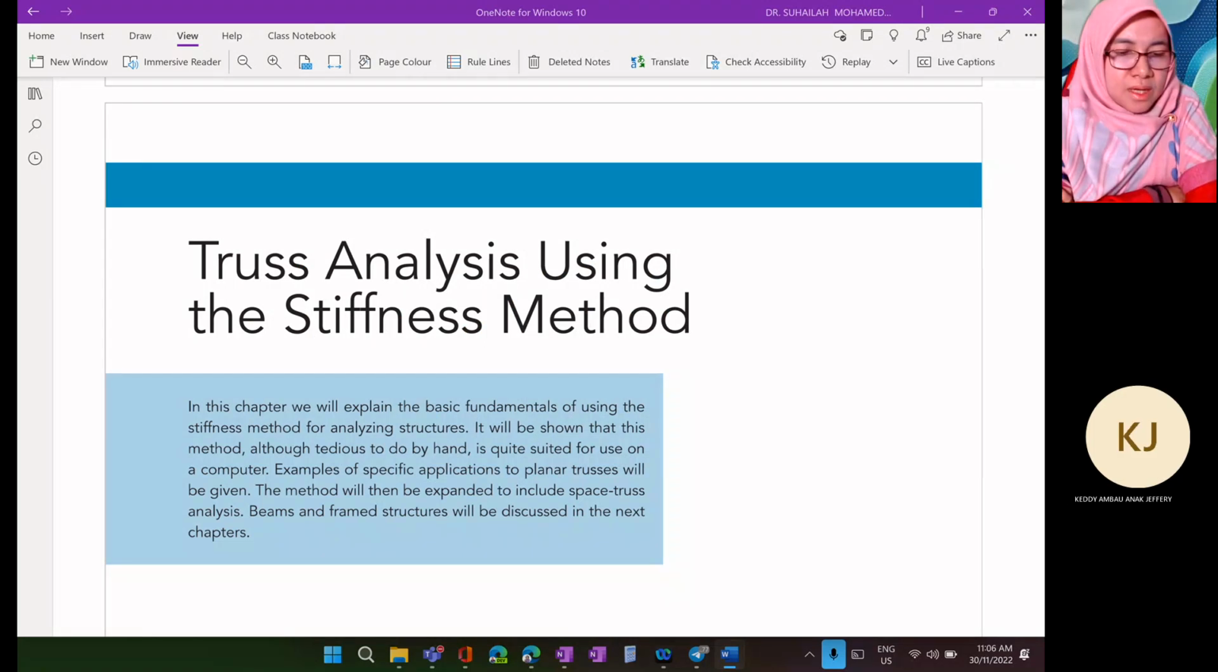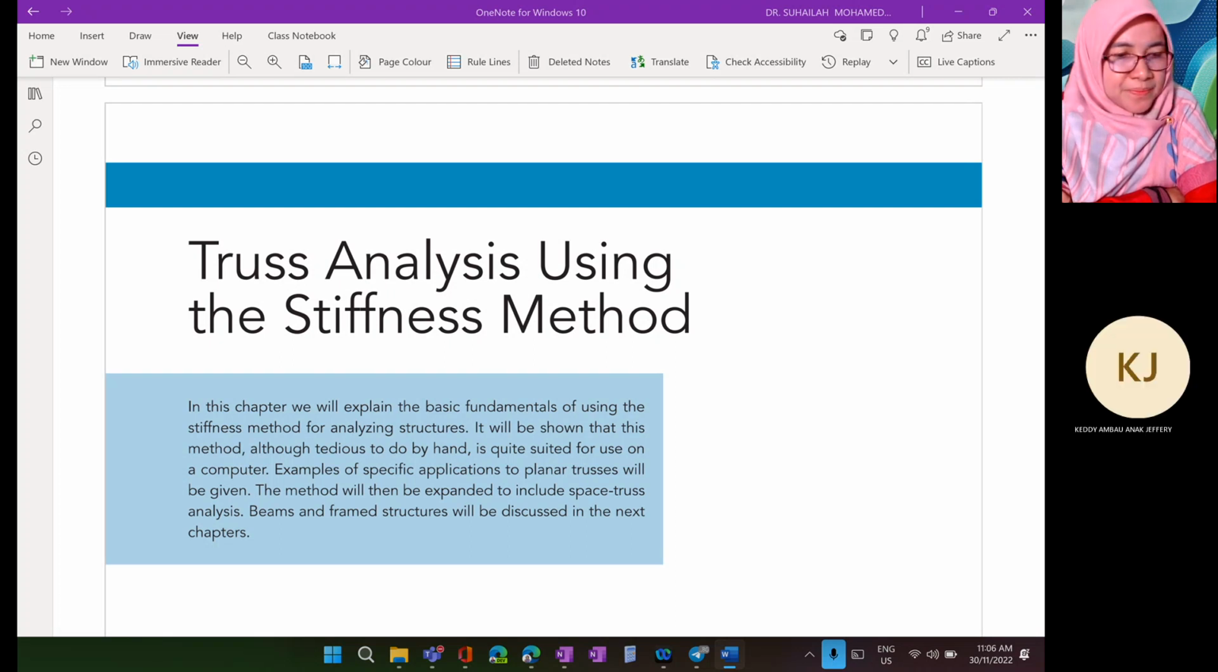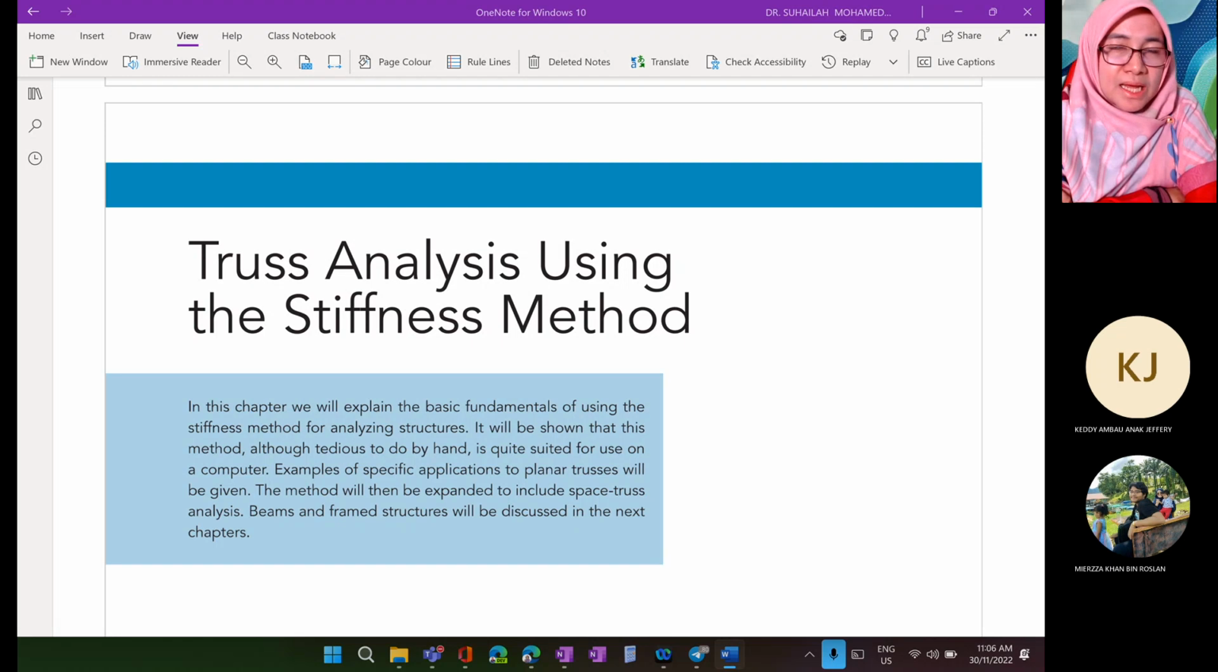Okay, good day everyone. So we are here today to discuss the stiffness method, truss analysis. We will analyze truss using the stiffness matrix method. This is actually week number 6 or 7. Week number 7, right? Okay, so we will continue truss analysis.